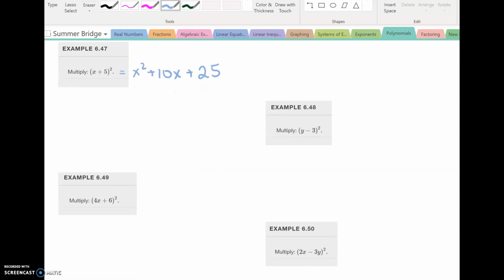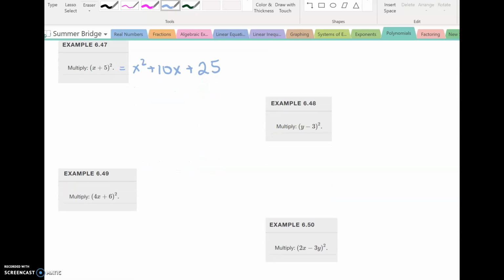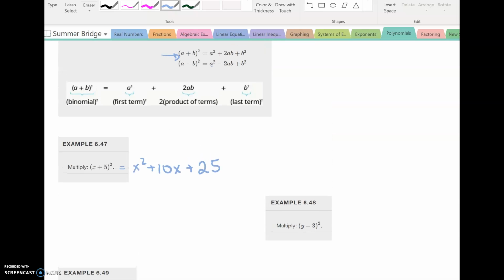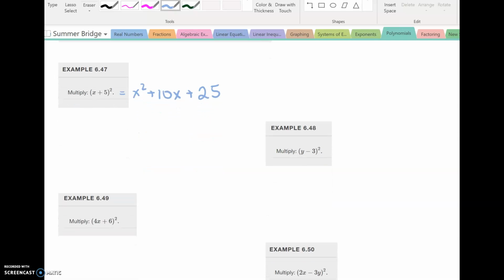In my next example, I have here a negative. So it would follow the second equation right here. So I'm going to have the y squared is going to be my first term in the trinomial.